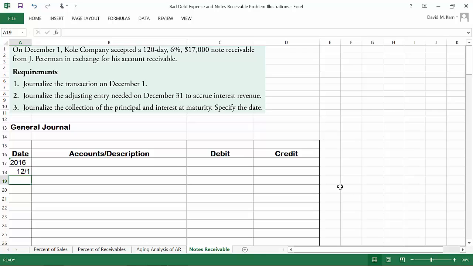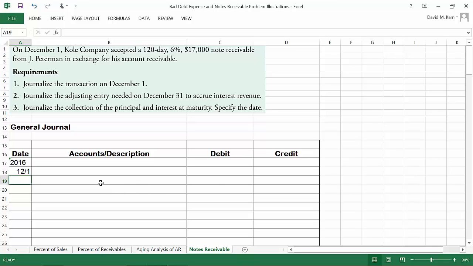Just a comment on that: in some cases, in order to give someone a time extension in paying what they owe, businesses may convert their account receivable into a note receivable, so that now you have more time to pay as the customer. But because the company's giving you that benefit, you're now going to have to pay interest expense. And in this case, Coal Company is going to earn interest revenue in order to grant that time extension to J. Peterman. So let's take a look at these transactions.